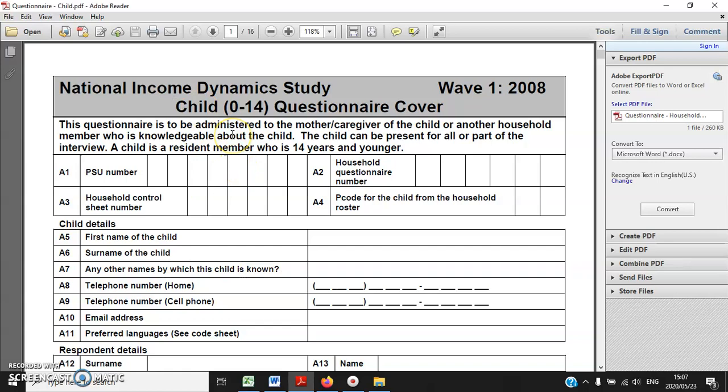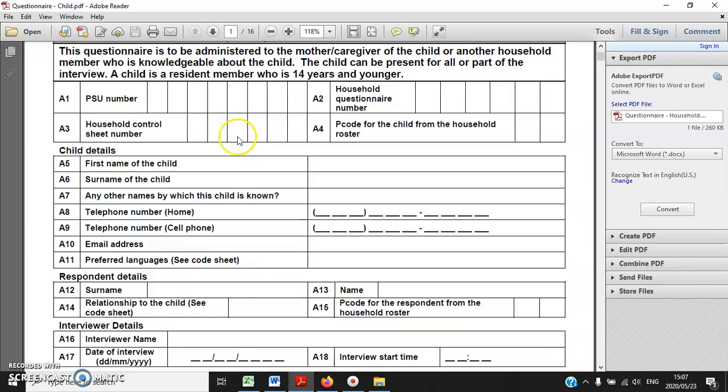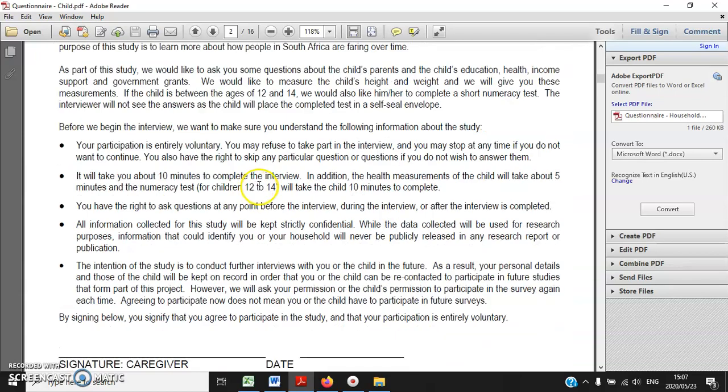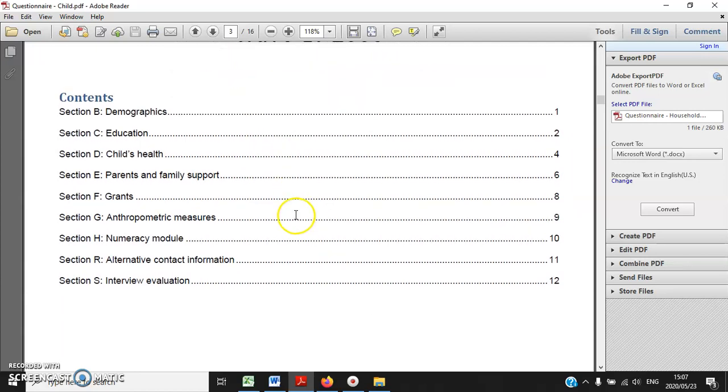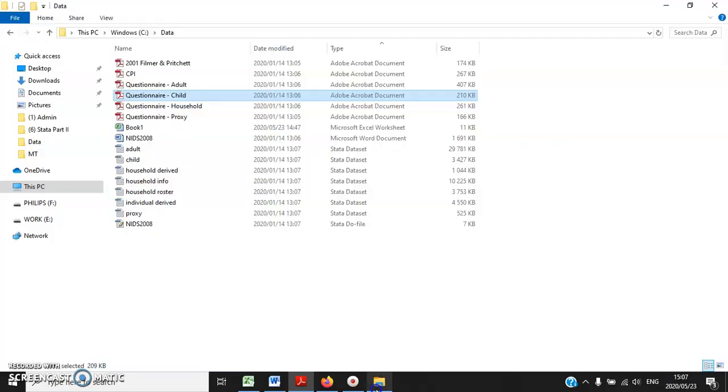Okay, so only kids aged 0 to 14 years old are allowed to take part in the child questionnaire. I don't believe someone who is 1 year old could provide answers to the sell-through team, so most likely the parents would answer the questions on behalf of the very young kids. Okay, so when you have time, you can go through the child questionnaire.